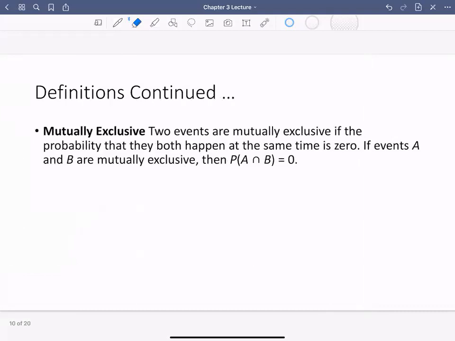The last thing is, what is mutually exclusive? Mutually exclusive is when the probability that they both happen at the same time is zero, meaning they cannot happen together. Two events are mutually exclusive if the probability that they both happen at the same time is zero, meaning the two events will not happen at the same time. It's a 0% chance of A and B happening. It's like your Venn diagram: nothing's in the middle. It's blank.